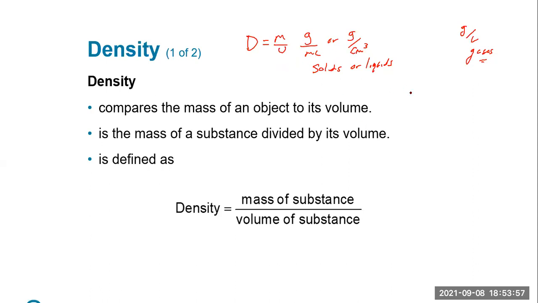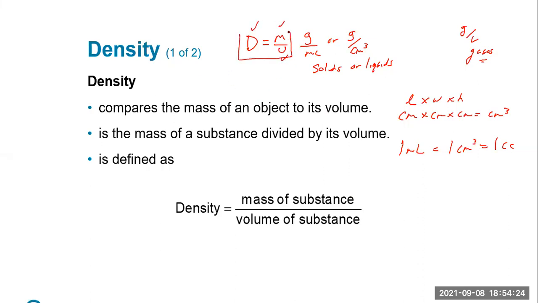How do we get a cubic centimeter? Remember, if you take the length times the width times the height of an object, and they're each measured in centimeters, that gives you a cubic centimeter. Also good to note that 1 milliliter is the same as 1 cubic centimeter, or 1 cc, as we also saw.